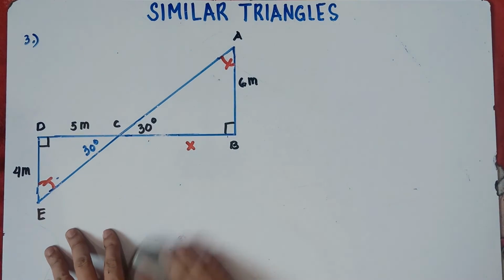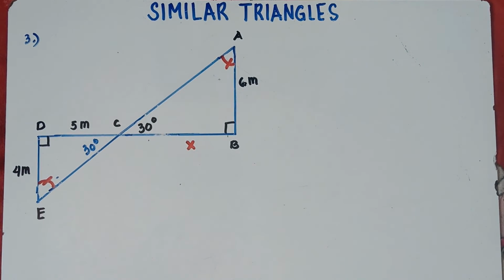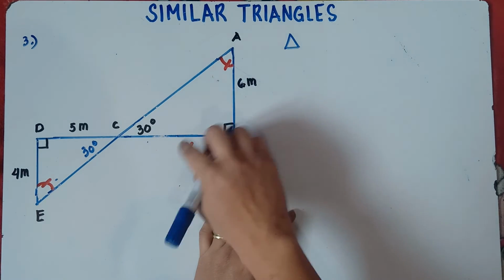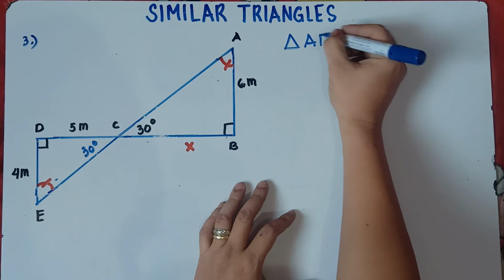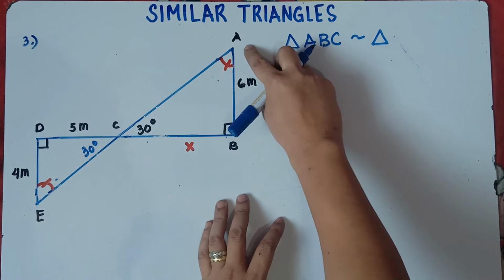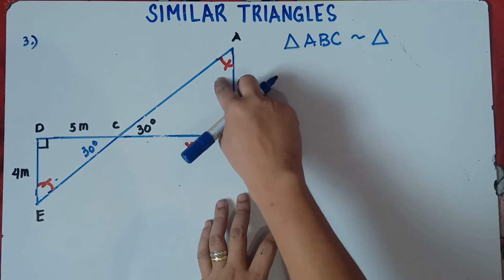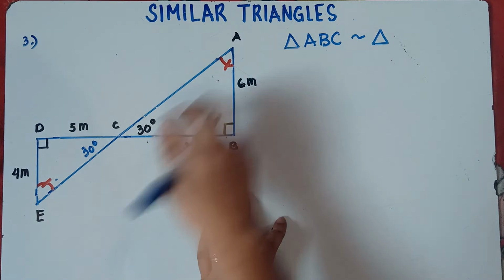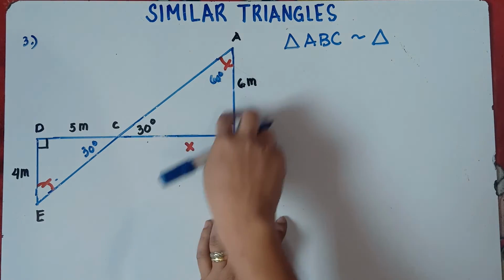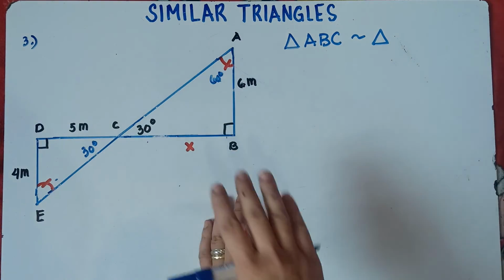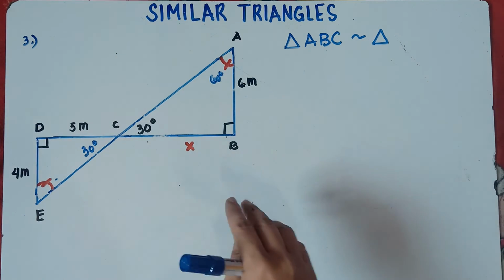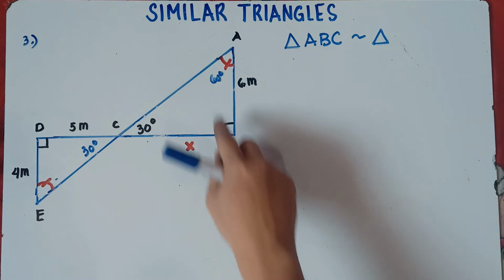Alright, so let's name the triangle. Once again, class, be careful in naming the triangle. We have triangle ABC is similar to triangle... Once again, you start with ABC. So that will be 60. This is 60 degrees, from 90 to 30. So let's just write 60 degrees, class. So 60 plus 90, that's 150, plus 30, that's 180. Always remember that one, class. Any kind of triangle, the sum of the interior angles should be 180 degrees.